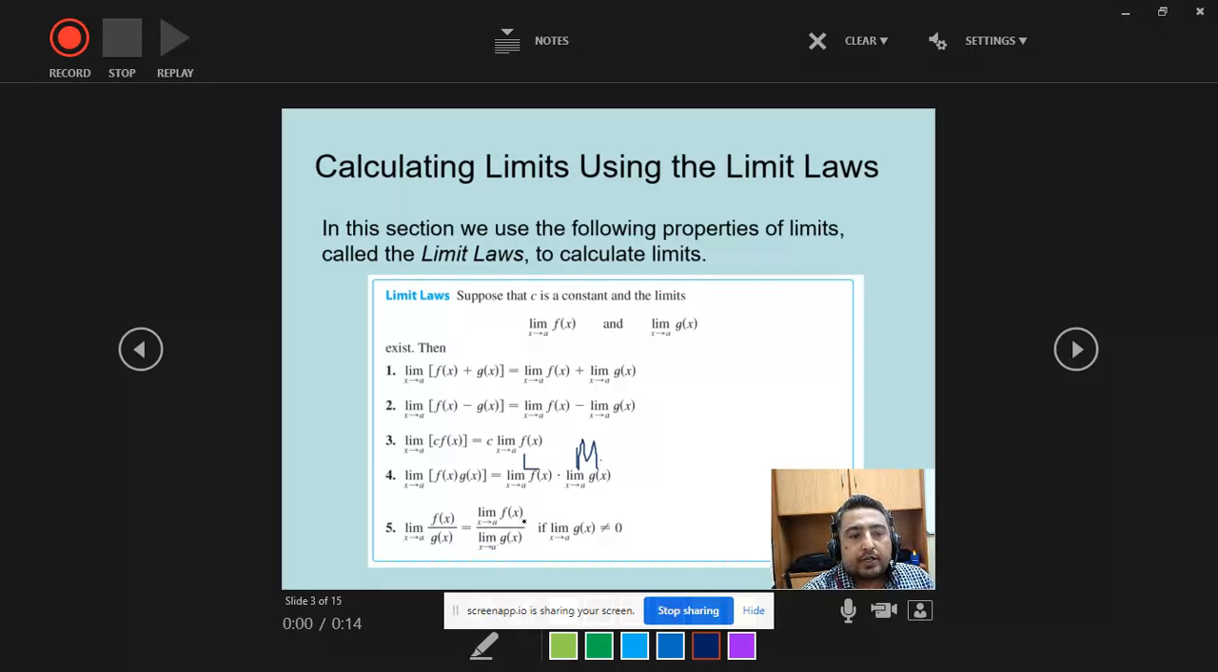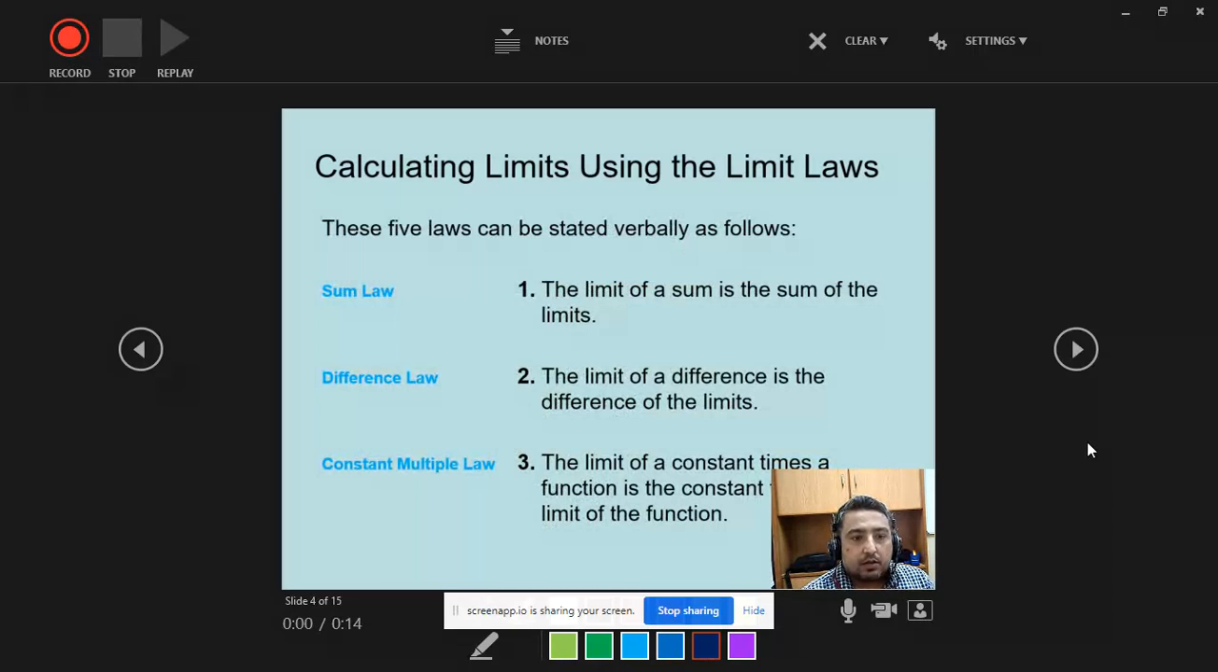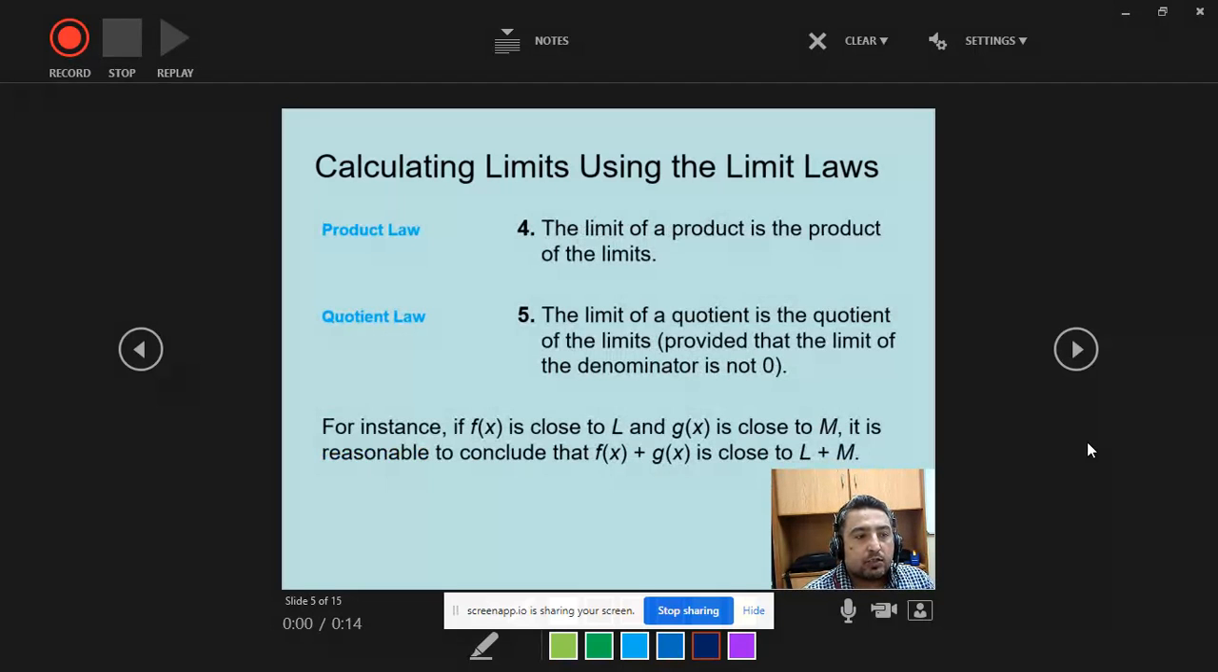The same rule applies in the quotient or division of functions, with a restriction that the limit of g of x, the function in the denominator, should not be equal to 0, or the function should not be approaching 0 when x approaches a. So this is an important condition. We need to remember this one. Now we are using all these five laws to solve some examples. This is the explanation in words. I'm very sure you can understand it easily. Just go through this one.